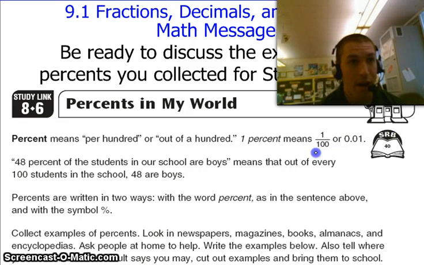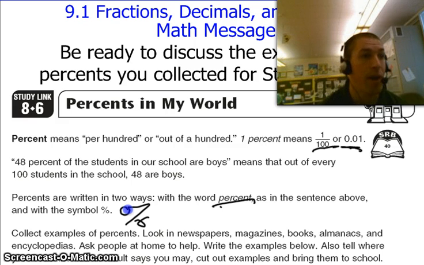I'm going to try to work on underlining these. I'm still working on writing. Okay. So for example, you might use this: 48% of the students in class are boys. It means out of every 100 students, 48 of them are boys. And percent can be written in two ways. You can write the word percent, or you could use the symbol that I try to write, where I go like that. You do it however you want, but make sure you label it so I know the difference between 48 and 48%, because there is a big difference between those two.